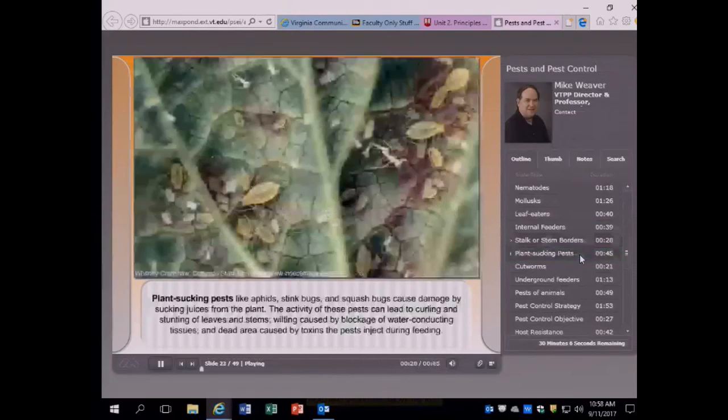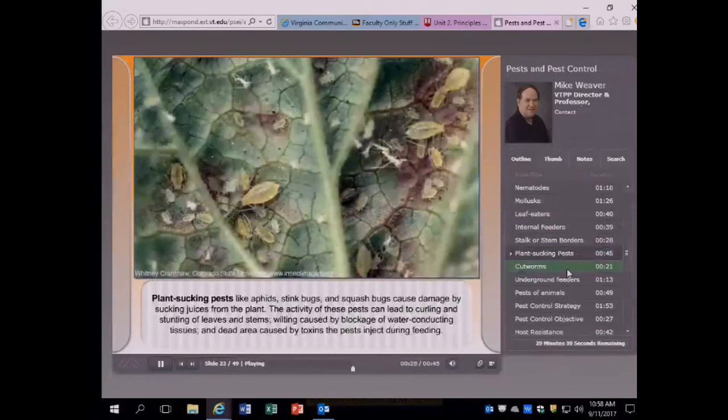Some insects and insect-like pests have sucking mouthparts that allow them to suck juices from plants. The activity of these pests can lead to curling and stunting of leaves and stems, wilting caused by the blockage of water-conducting tissues, and dead areas caused by toxins the pests inject during feeding. As they feed, plant-sucking pests may also spread plant disease organisms. Some plant diseases can be controlled by controlling the insect pests that cause their spread.